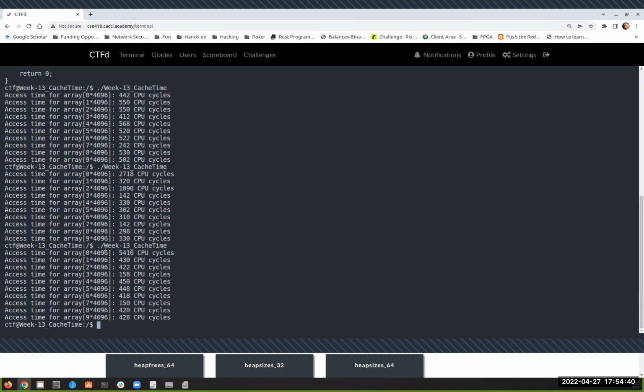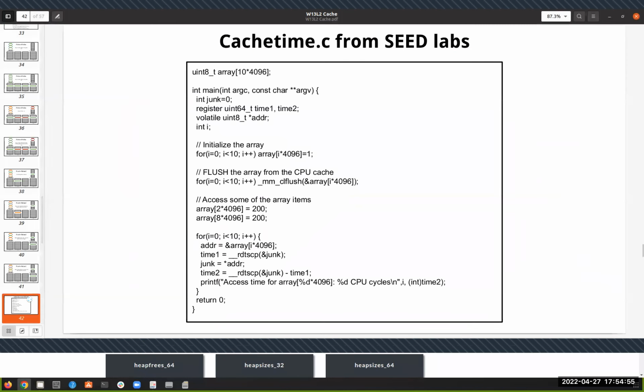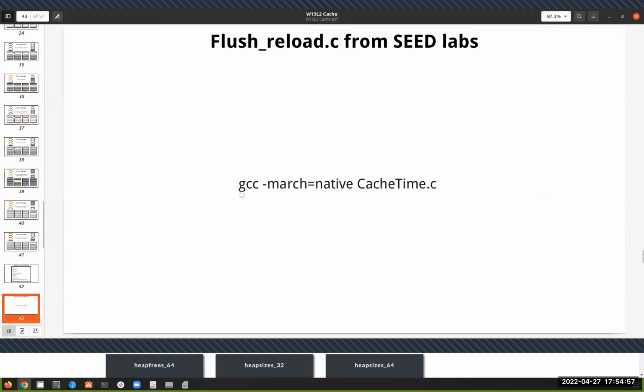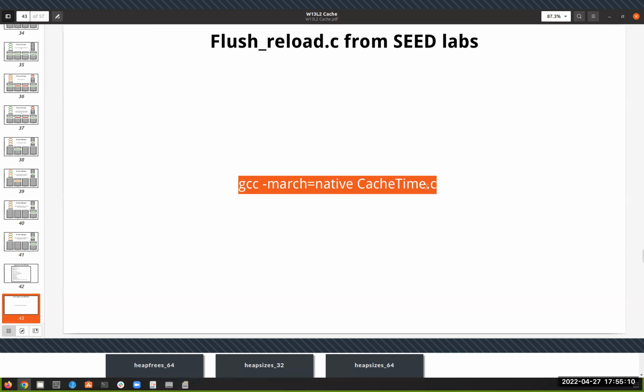So this one, 1, 1, 8, 1. So let's compile this program again. I think I have a command here for you to compile this program. When you compile this program, you need to use the native option. So for the architecture, you need to choose native. It makes sure that it actually runs on your CPU.